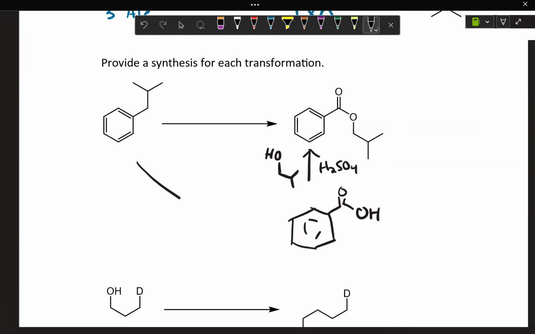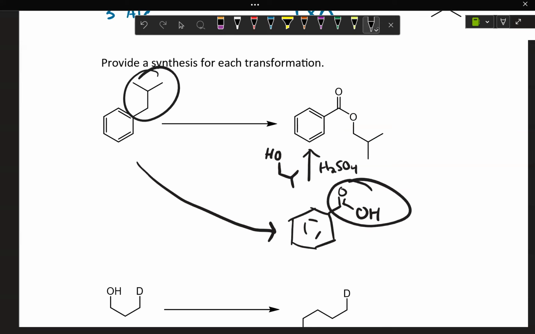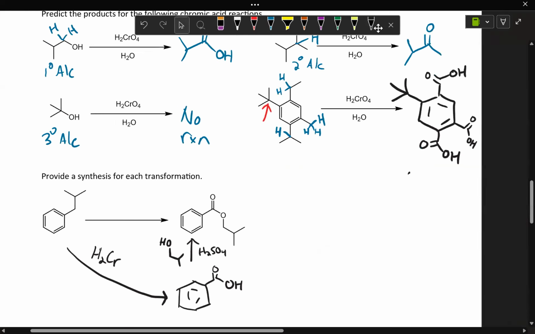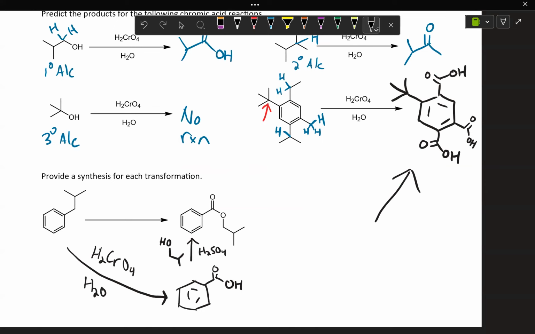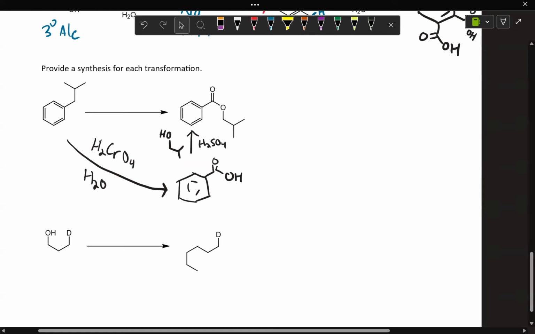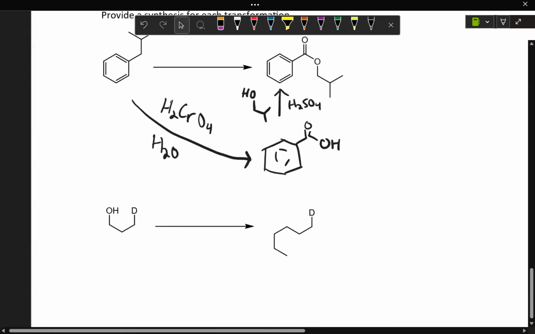So now we got to get to the product. To go from an alkyl group to a carboxylic acid, you can just use chromic acid like we just learned up here. So H2CrO4 and water. So that's the simpler of the two syntheses.